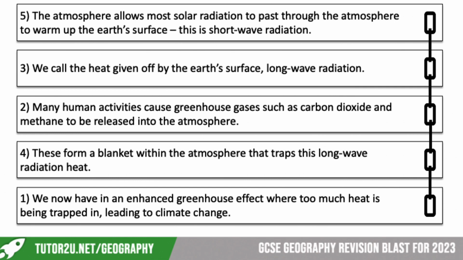Many human activities cause greenhouse gases such as carbon dioxide and methane to be released into the atmosphere. These form a blanket within the atmosphere that traps this longwave radiation heat. We now have an enhanced greenhouse effect where too much heat is being trapped in, leading to climate change. Again, if you got those correct, well done.